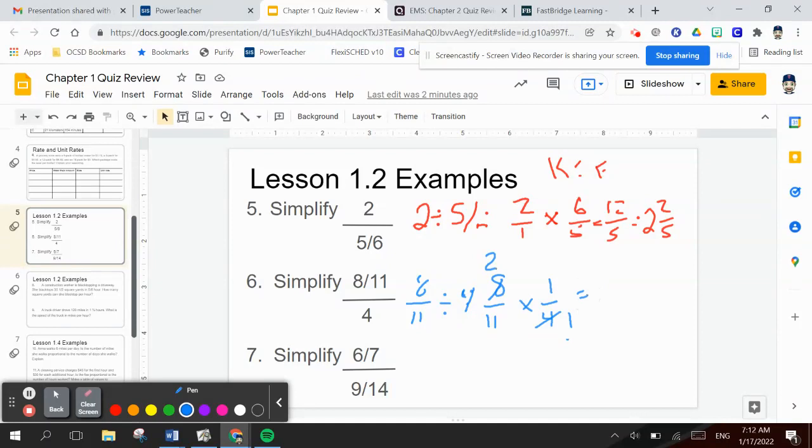And then I multiply. 2 times 1, numerator times numerator, is 2. 11 times 1, denominator times denominator, is 11. So your answer is 2 11ths.